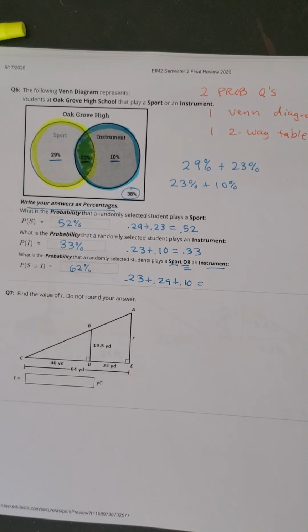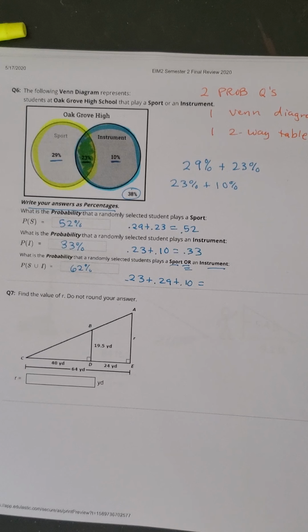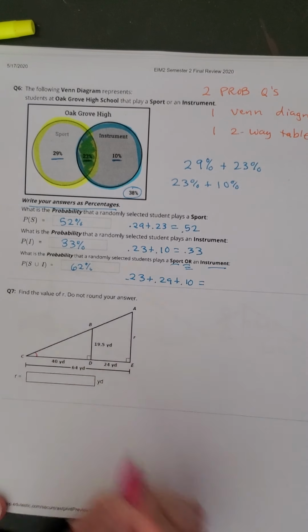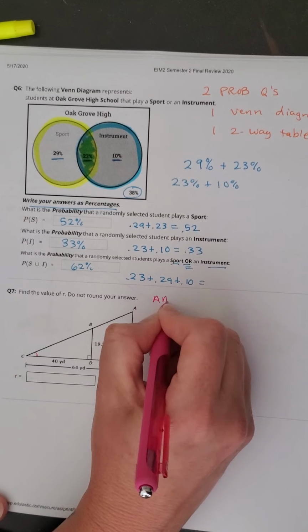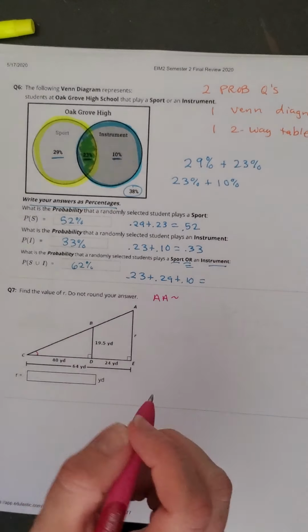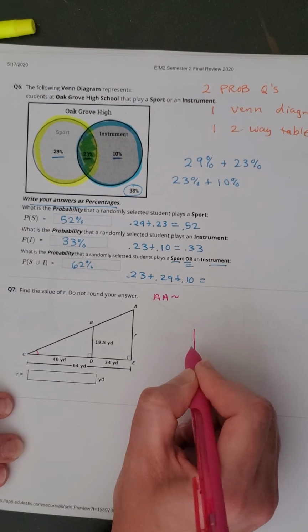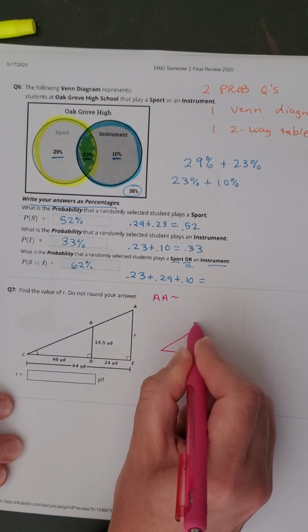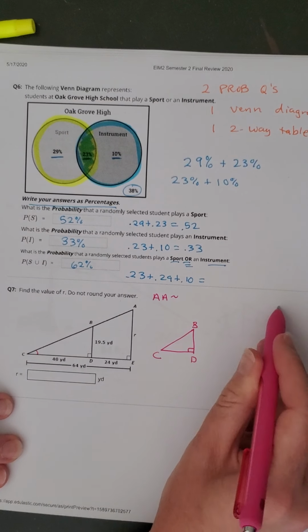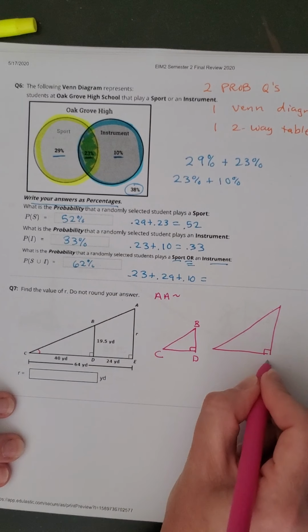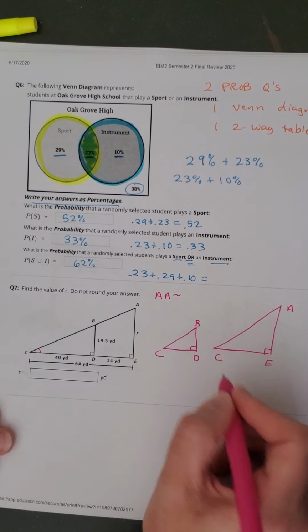All right, find the value of R. Do not round your answer. So we have similar triangles here. The reason these triangles are similar is because they both have a 90-degree angle and they both share angle C. And so by angle, the triangles are similar. They have 2 corresponding congruent angles. So I'm going to draw them out separately. Here is the smaller triangle, triangle D, B, C. And here's my larger triangle, triangle E, A, C.